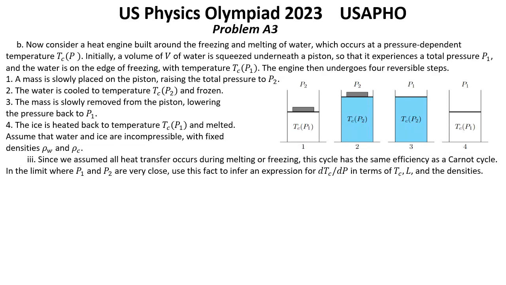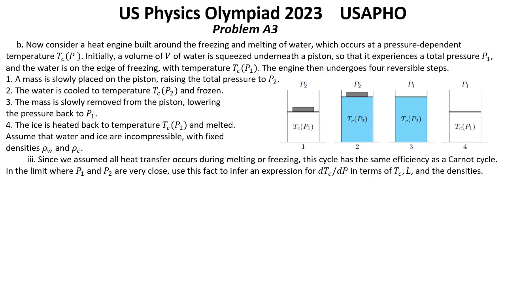Question 3 from part B. Since we assumed all heat transfer occurs during melting or freezing, this cycle has the same efficiency as a Carnot cycle in the limit where P1 and P2 are very close. Use this fact to infer an expression for delta T over delta P in terms of Tc, L and the densities.